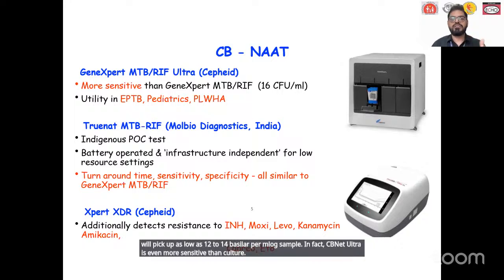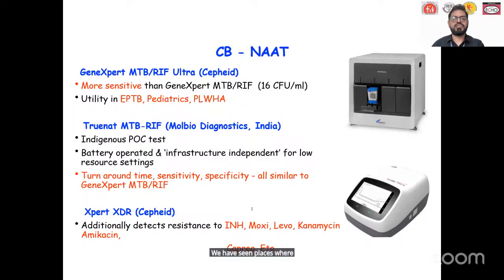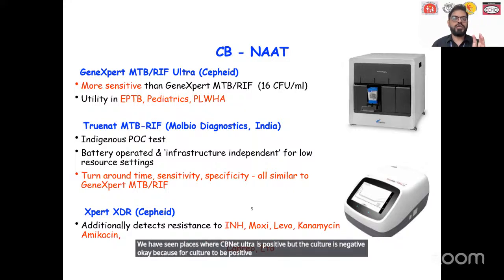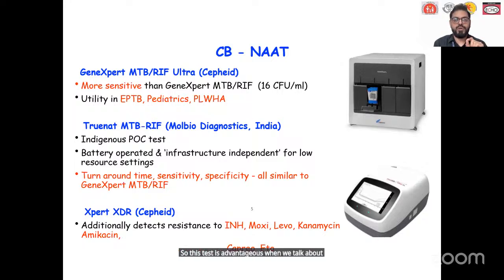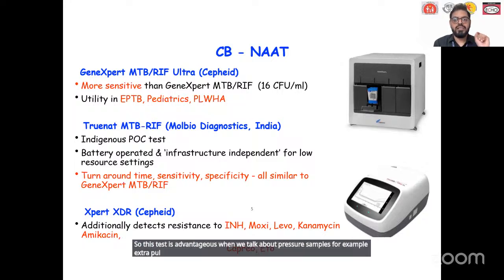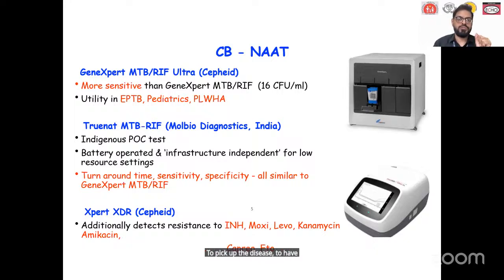We have seen places where CB-NAT Ultra is positive, but the culture is negative. Because for culture to be positive, the minimum load is around 20 to 50 bacilli per ml, and for NAT Ultra, it is around 12 to 14. So this test is advantageous when we talk about precious samples. For example, extrapulmonary samples like a lymph node biopsy, or a CSF, or a pleural fluid, or an ascitic fluid, where we want a higher sensitivity test to pick up the disease, to have a microbiology positive test.